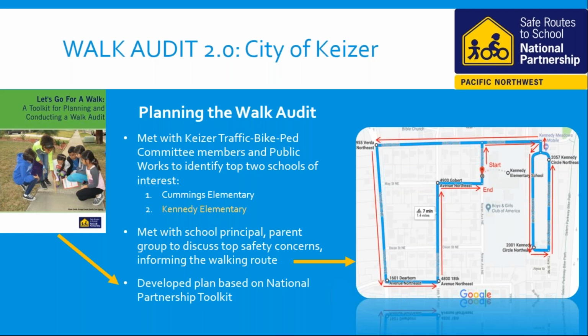We went ahead and met with the school principal and parent group at Kennedy Elementary School. Hannah mentioned earlier our toolkit from the National Partnership, which is what I used to build our walk audit format. Based on the conversations with committee members and Kennedy Elementary School staff and parents, that's how we decided on the route. So you'll see on the right of your screen my basic Google Map that I created for our walking group.